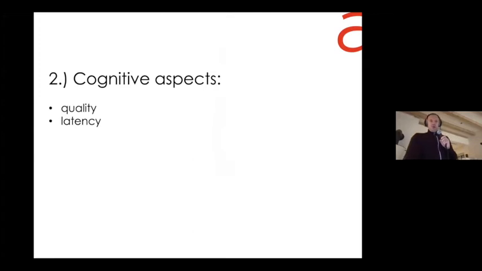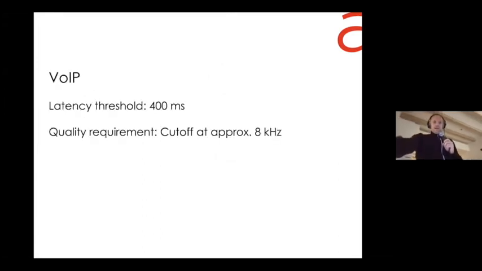As most of you know, the cognitive aspects matter a lot, and the major two are the quality and the latency, of course. In that regard, the most famous application is voice over IP, or classical conferencing, where we have latency thresholds of about 400 milliseconds according to the standard. This is what people, if they're not musicians, typically consider as real time and as low latency in most cases. And here the quality requirements are at maximum 8 kilohertz a channel, because there they make a cutoff, because this is where voice is understandable.